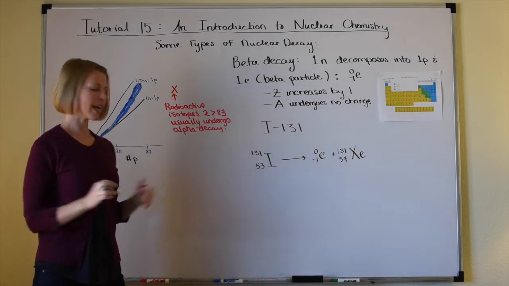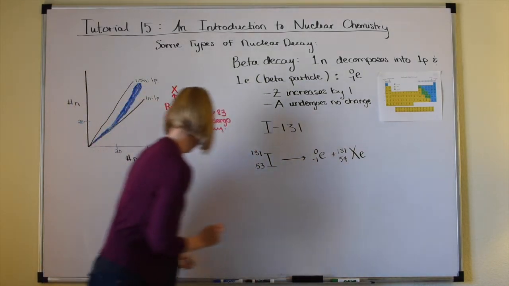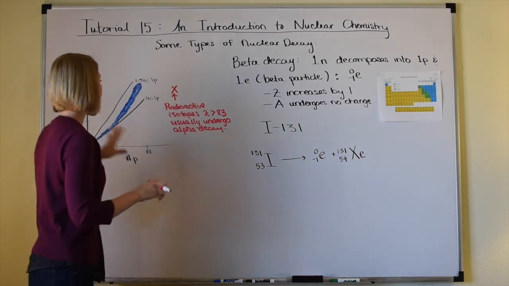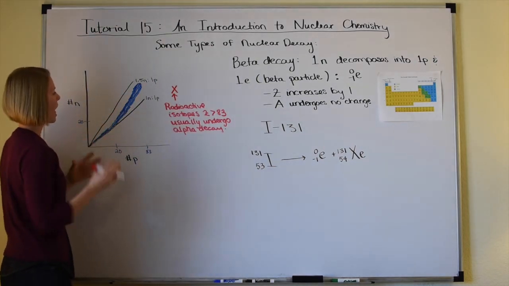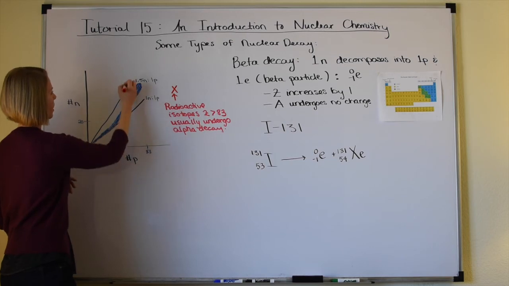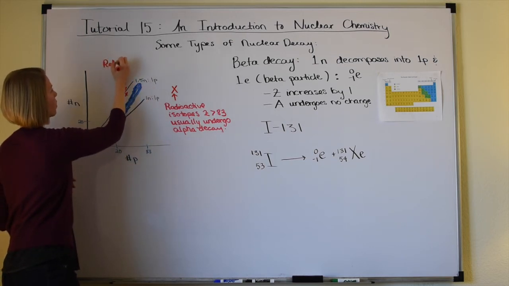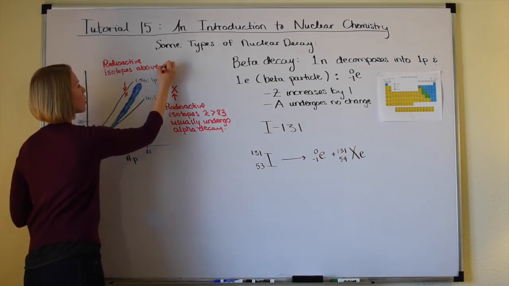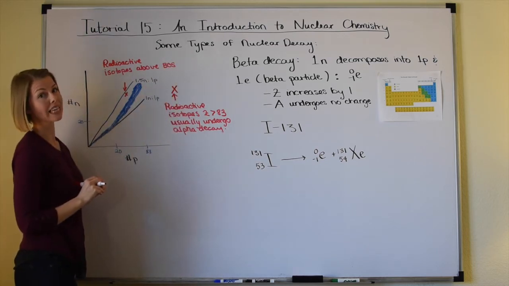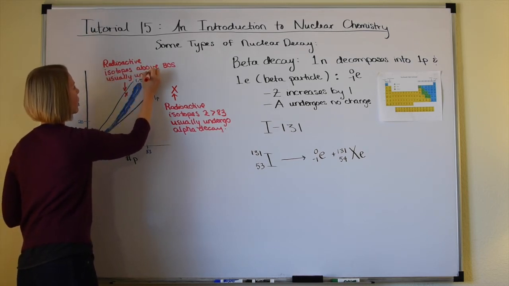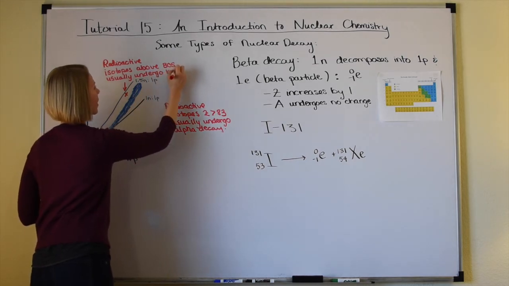All right, so for beta decay, let's write this in the red pen again. Typically, you're going to see beta decay for radioactive isotopes that lie above the band of stability. So I'll just put a little X up here. Radioactive isotopes above the band of stability, BOS for band of stability, usually undergo beta decay.